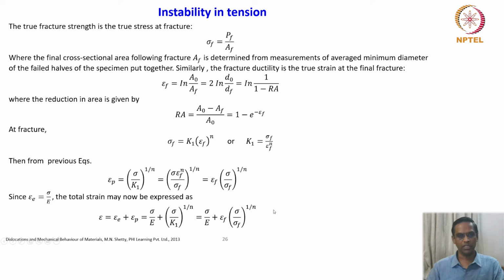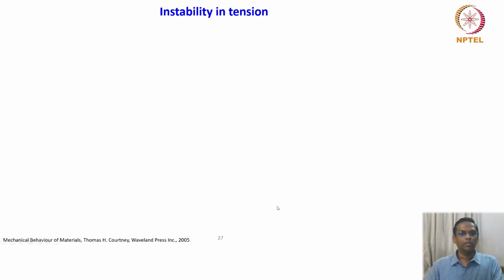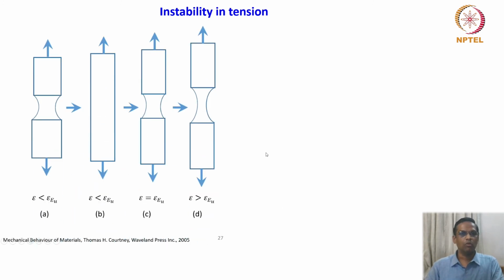So this small manipulation gives us a way to visualize how to express the total strain in the tensile test results. So these are some useful relations. One final description about this instability in tension. What you are seeing in this schematic is a typical dog bone tensile specimen which is subjected to the tensile force here.